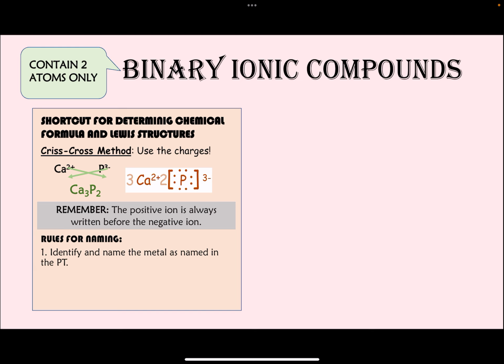The first thing that you have to do is identify your metal and then just name your metal. So in this case, our metal is calcium. Okay, so it's going to be named as calcium. And then we are going to name the nonmetal. So in this case, our nonmetal is phosphorus, but instead of saying calcium phosphorus, we are going to replace the suffix, we are going to add the suffix "ide" with the nonmetal. So it's going to be phosphide instead of phosphorus. So that will be calcium phosphide.